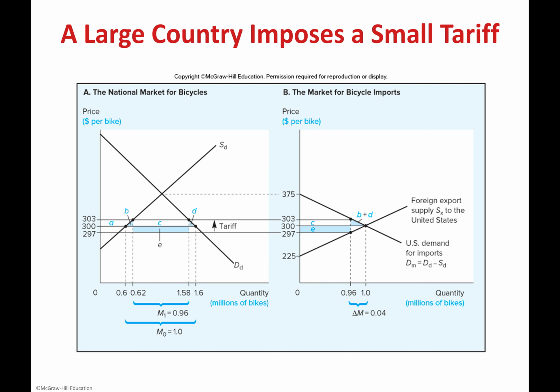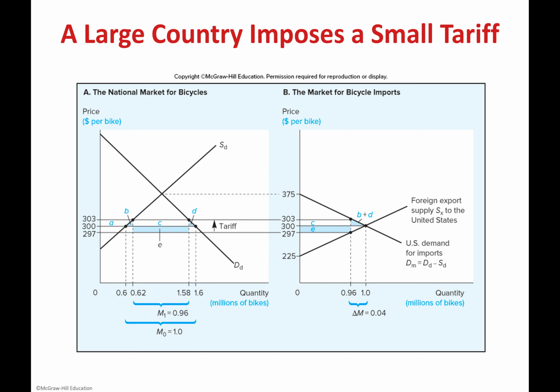Notice what happens is that the price to the consumer goes up from 300 to 303, but the price to the supplier goes down by 3 as well, from 300 to 297. In other words, there's a tax of, not 6%, but $6, and it's paid partially by the consumer and partially by the producer.